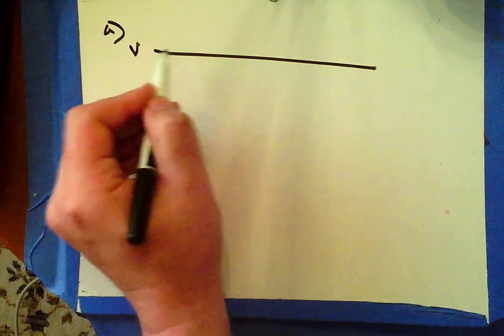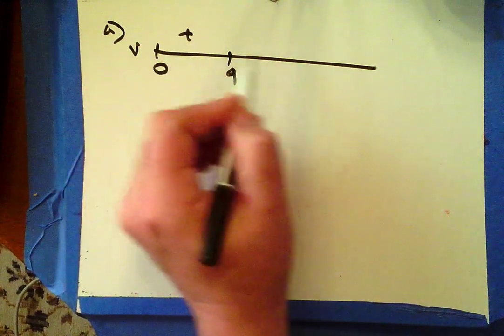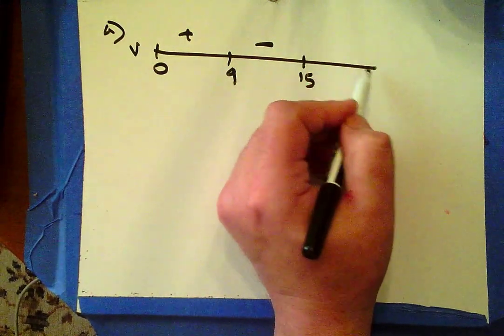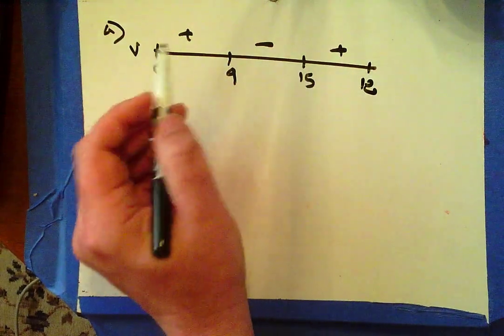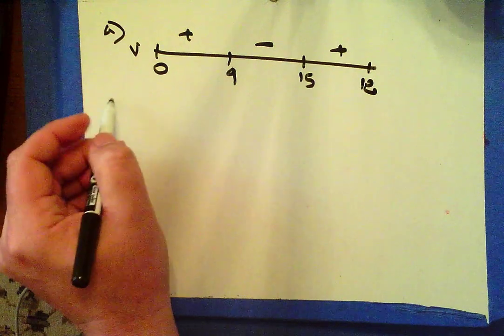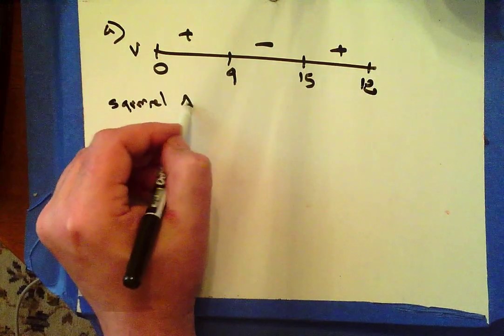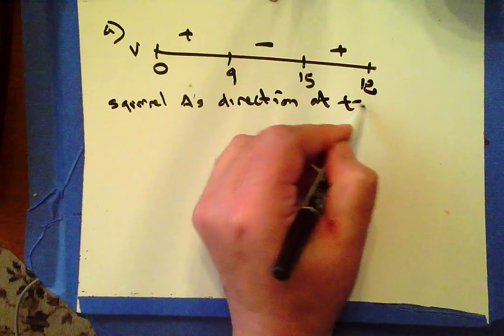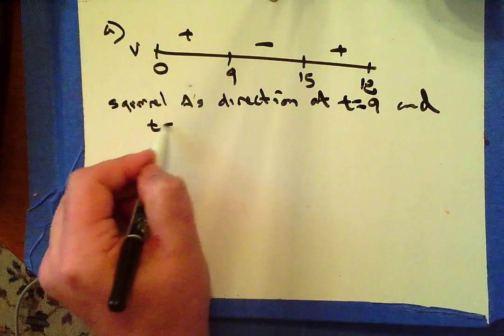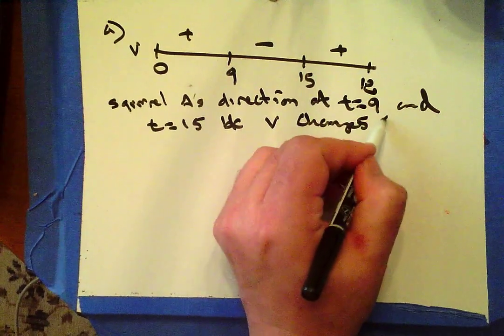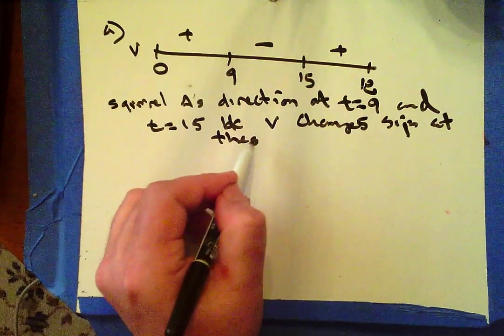Well, this is velocity. And if I'm looking at velocity, I see that velocity from 0 to 9 is positive, and velocity from 9 to 15 is negative, and velocity from 15 to 18 is positive. Where velocity changes sign, that's where the squirrel changes direction. The squirrel changes direction at t equals 9 and t equals 15 because v changes sign at these times.